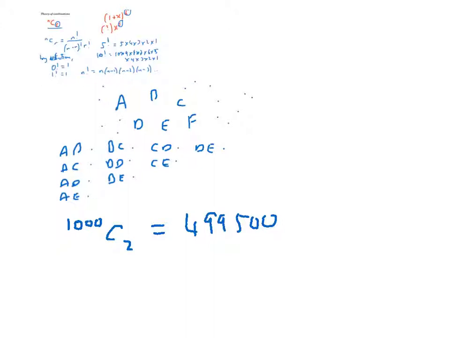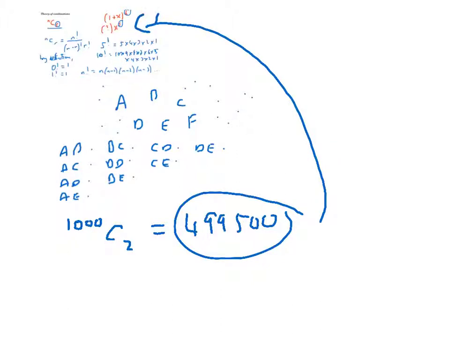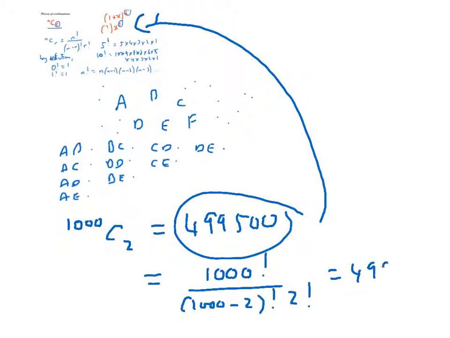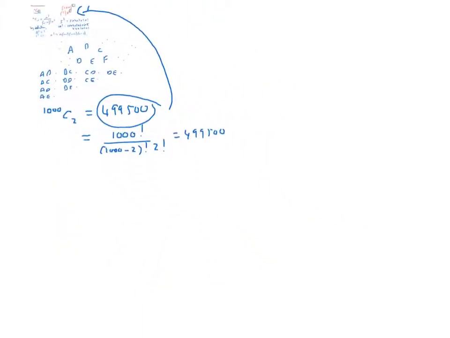There's no way you would have done that by hand, but what the calculator is doing is putting it into our n choose r formula. So this is 1,000 factorial divided by (1,000 minus r, which is 2) factorial, all times 2 factorial, and that would give us our 499,500 answer.